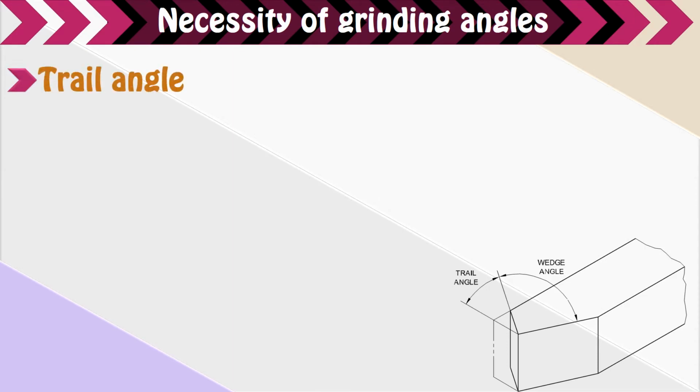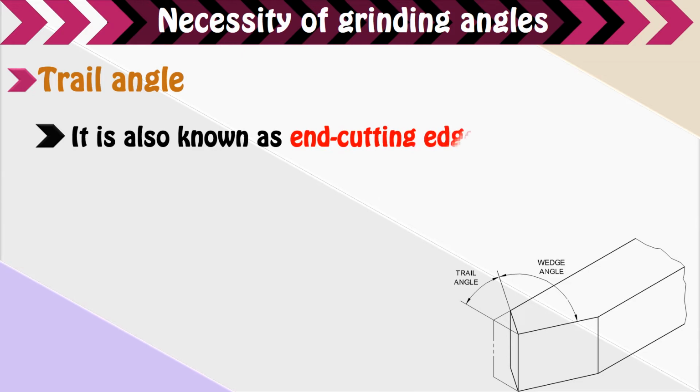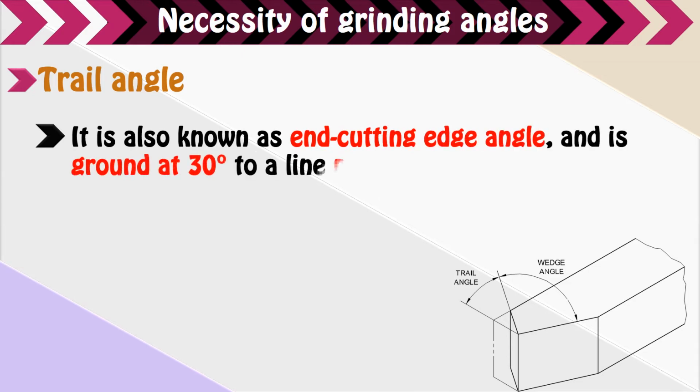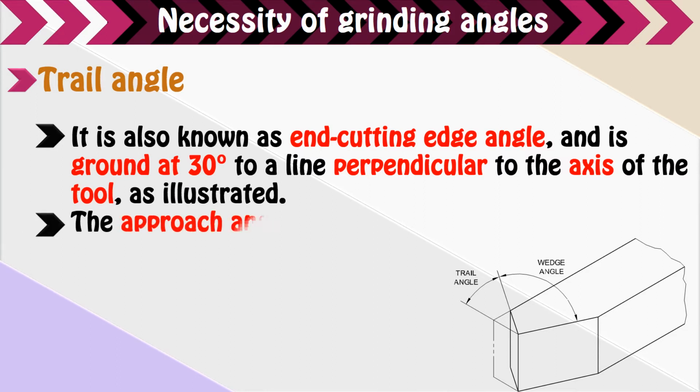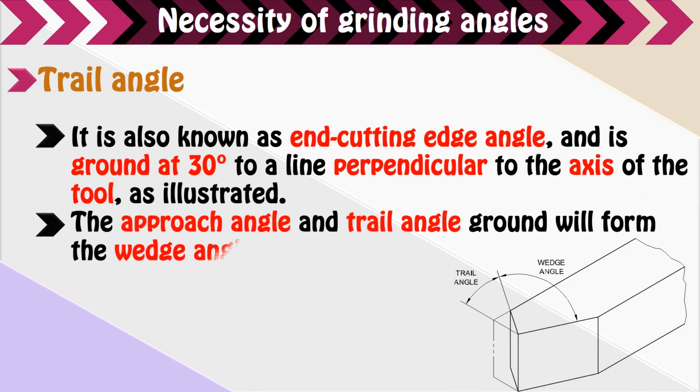Let's see about trail angle. It is also known as end cutting edge angle, and is ground at 30 degrees to a line perpendicular to the axis of the tool, as illustrated. The approach angle and trail angle ground will form the wedge angle of 90 degrees for the tool.